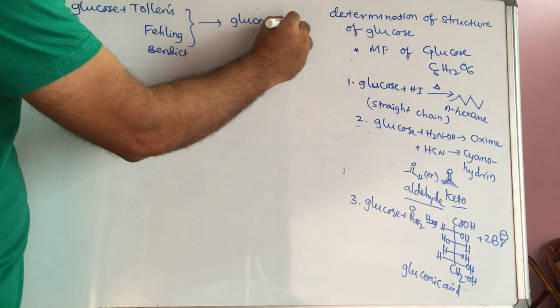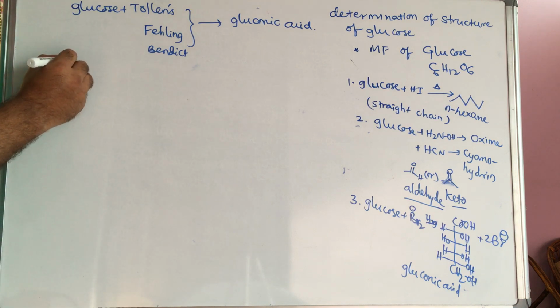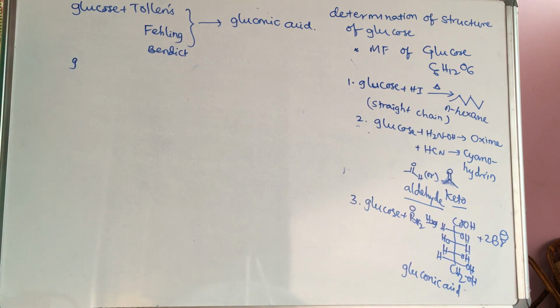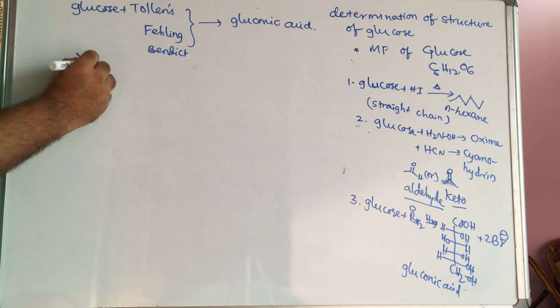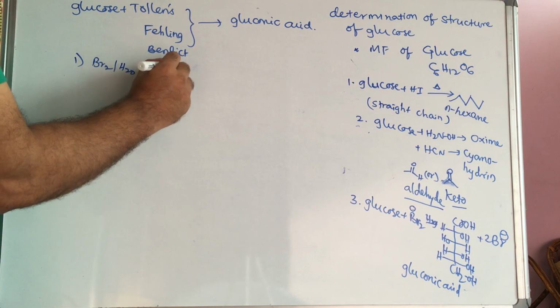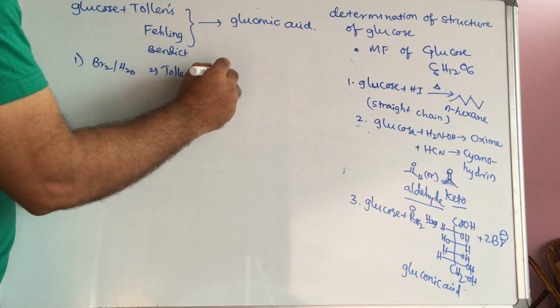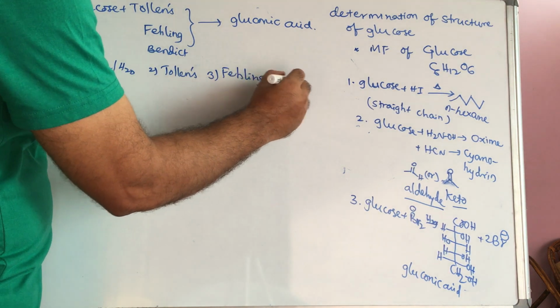But in competitive exams, what type of question will be asked based on this third point? Glucose has an aldehyde group. It is determined by: one, bromine in water; second, Tollens; third, Fehling; fourth, all of these.